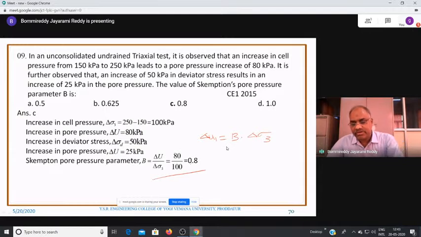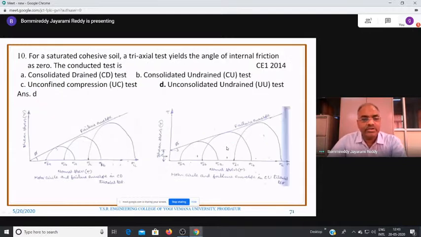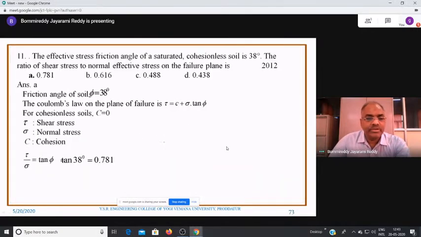Like that, all the questions are related to the GATE examination. If you look at the entire base concept, you can answer this particular question. And similarly, it's also a very simple question, substituting and knowing the equation tau equals c plus sigma tan phi.